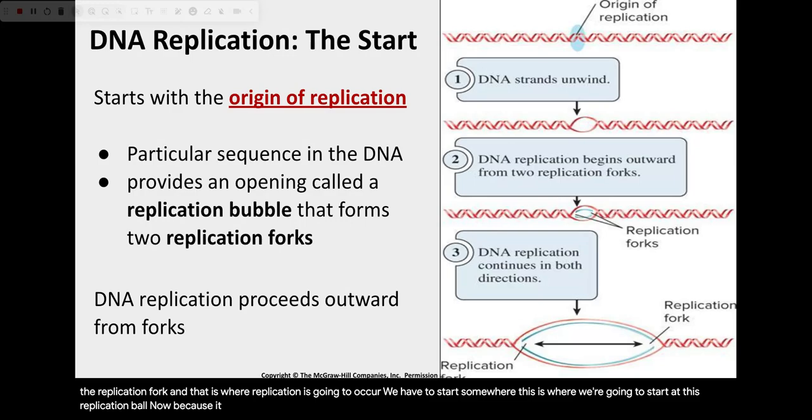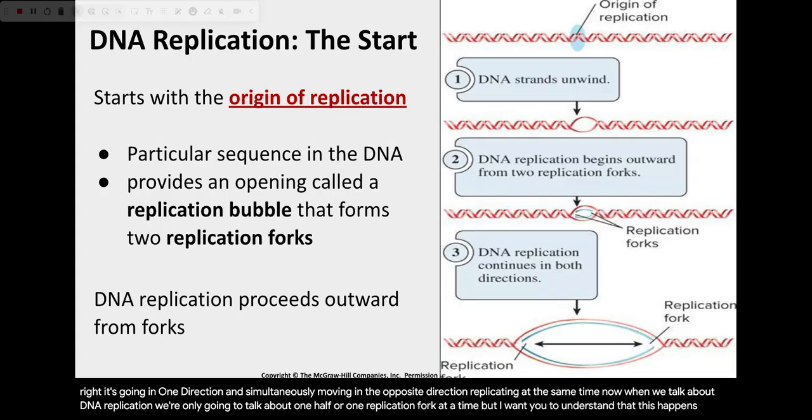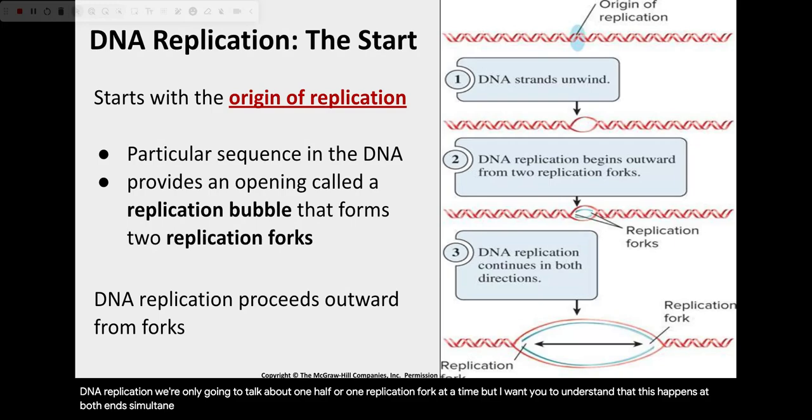Now, because it has 2 replication forks, this means that DNA replication is happening in opposite directions at the same time. It's going in one direction and simultaneously moving in the opposite direction, replicating at the same time. When we talk about DNA replication, we're only going to talk about one replication fork at a time. But I want you to understand that this happens at both ends simultaneously.